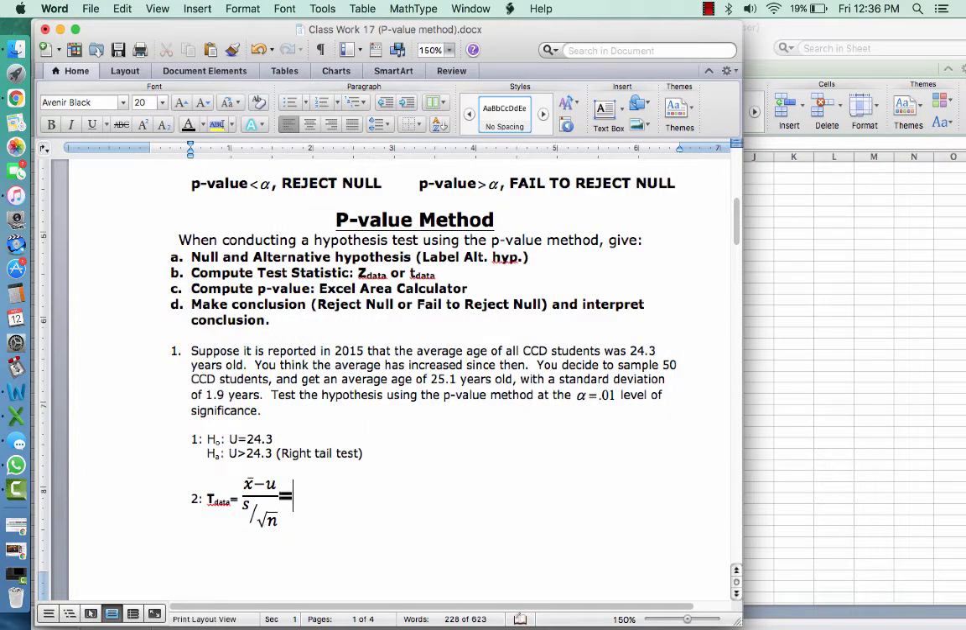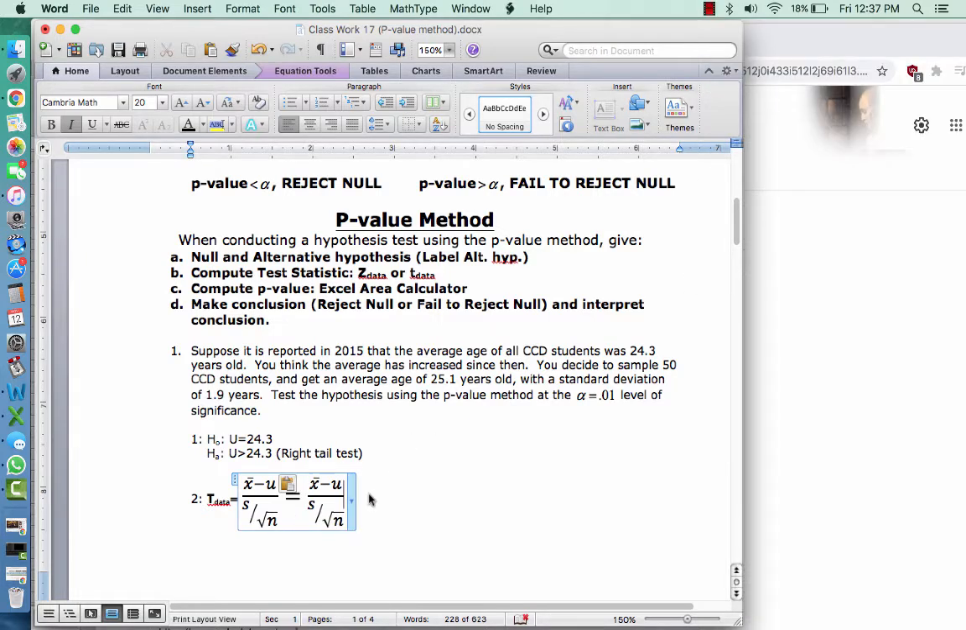Okay, and in the problem, we should be able to see that we sampled 50 people, that's n equals 50. Let me pause this and get the formula ready. So the sample size is 50, so we can put in 50 for n. The average age from the sample is 25.1, so that's the sample mean right there. And the mu is 24.3 from the null hypothesis, and then the sample standard deviation is 1.9.